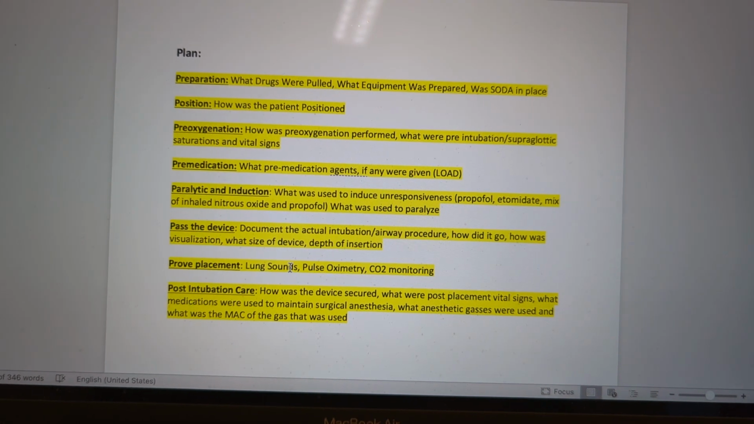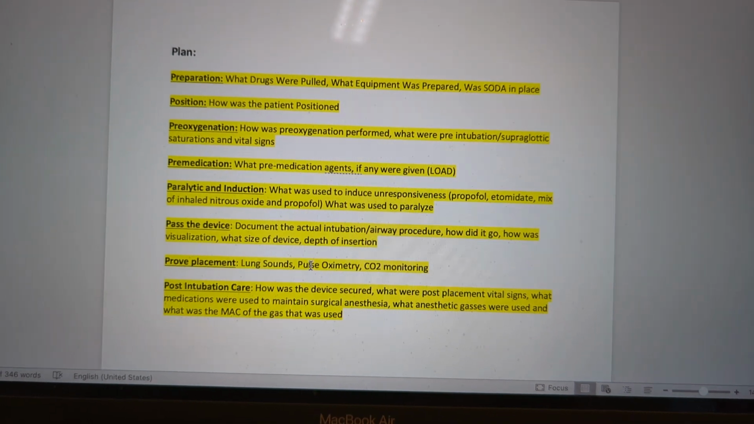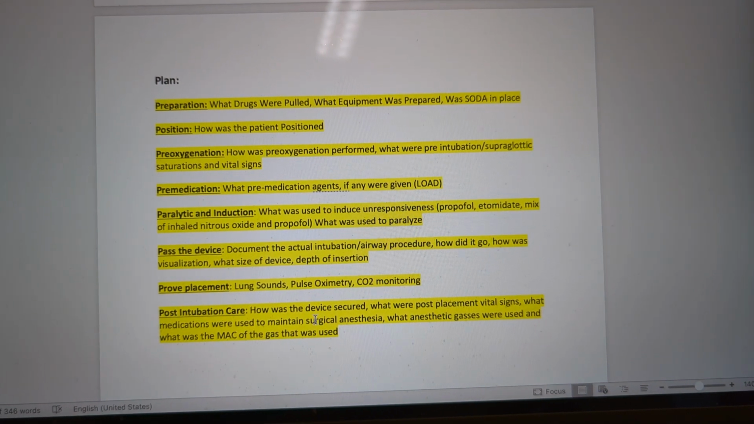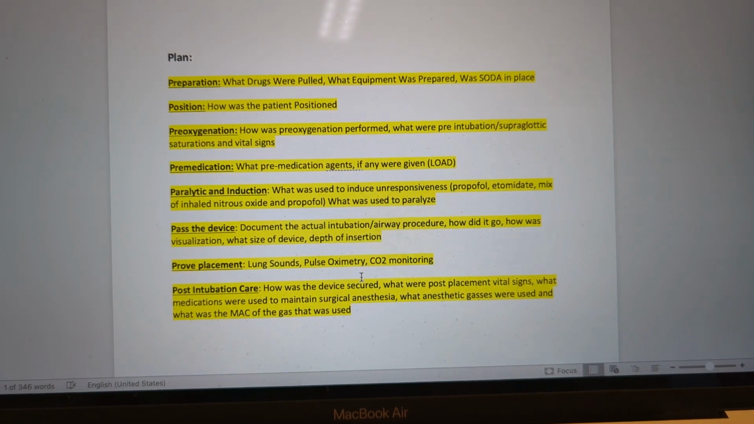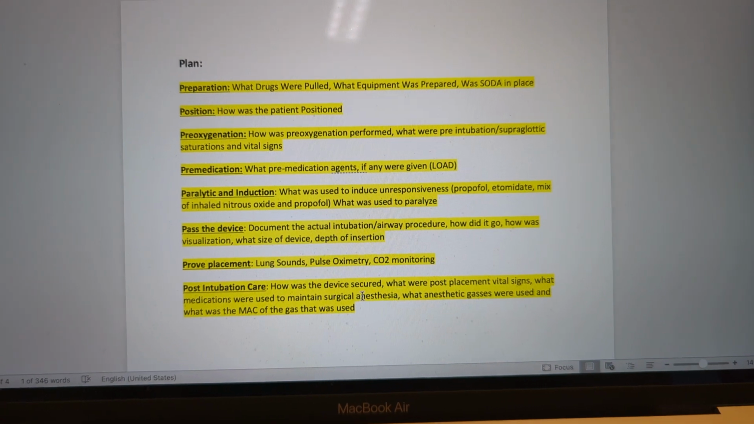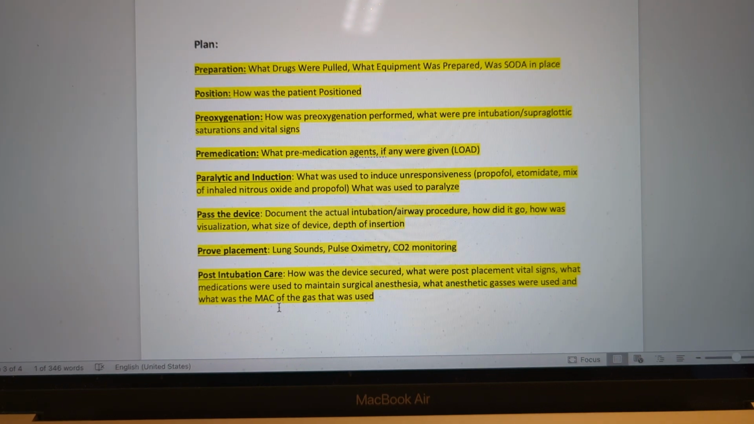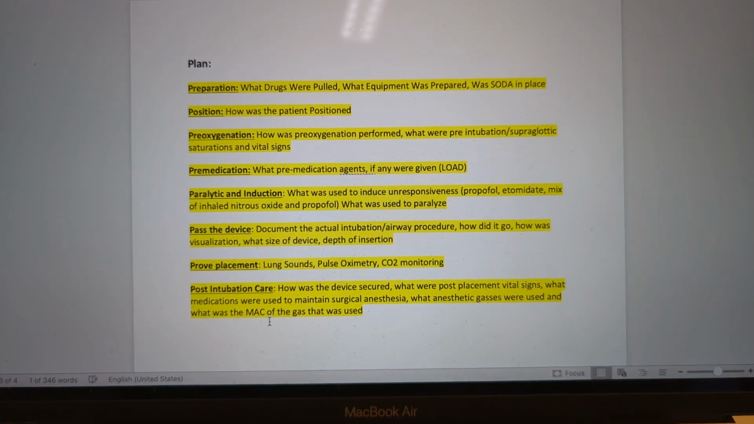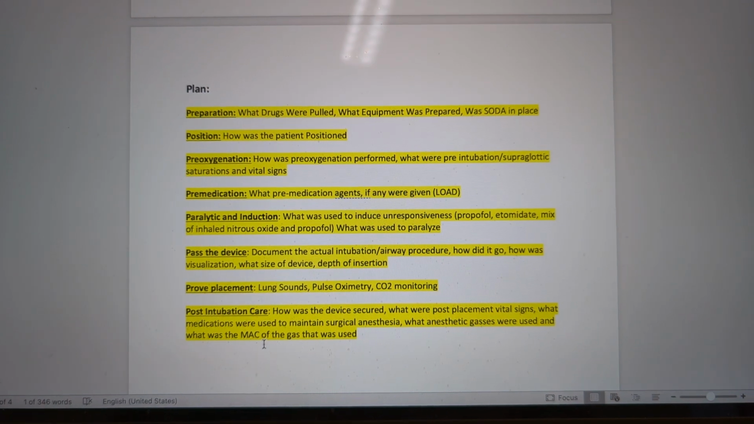Prove placement, right? Once the device is placed, how were you sure it was in place? Lung sounds, pulse oximetry, and of course, critically, carbon dioxide monitoring. And then post-intubation care. How was the device secured? What were the ventilator settings? What were the post-intubation vital signs? What medications were used to maintain surgical anesthesia? What anesthetic gases were used? And what was the MAC, or the minimum alveolar concentration, of the gas that was used? And were any other medications or fluids administered to maintain or augment hemodynamics?